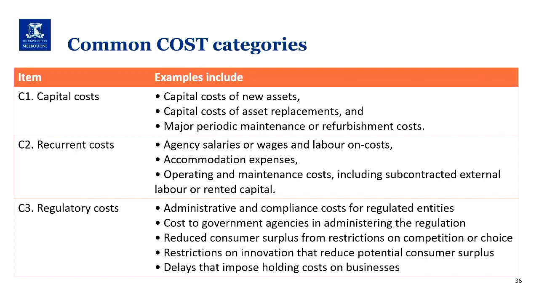So here we have the capital cost. These are the capital cost of new assets, the capital cost of asset replacement, and major periodic maintenance or refurbishment costs. These are major because usually the recurring costs or the operating and maintenance costs are included in the next one, that is just minor maintenance and refurbishment costs.